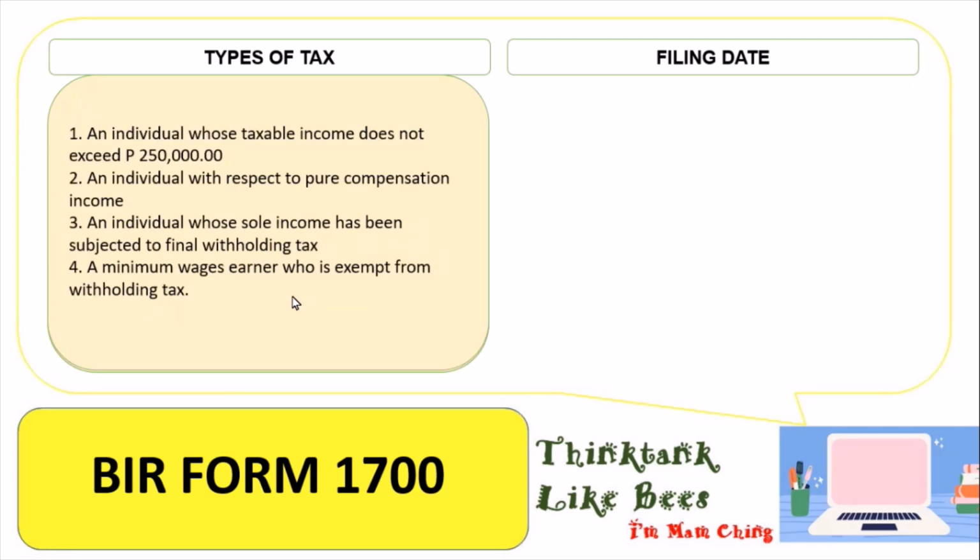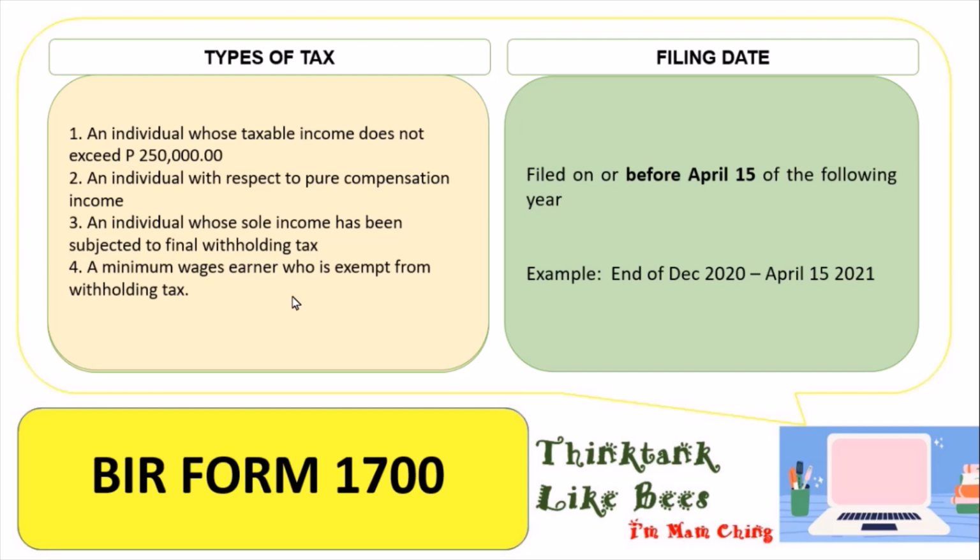An individual whose taxable income does not exceed 250,000 is not required to file BIR Form 1700. Also exempt is an individual with pure compensation income whose sole income has been subject to final withholding tax, or a minimum wage earner who is exempt from withholding tax. The filing date is on or before April 15 of the following year. For example, if it ends on December 2020, then the filing will be April 15, 2021.